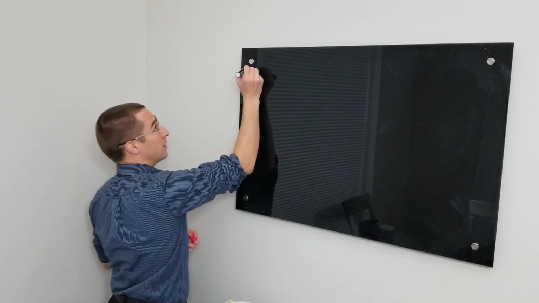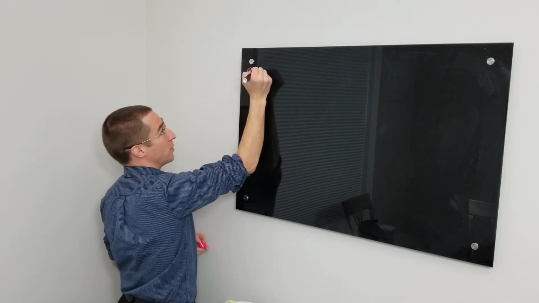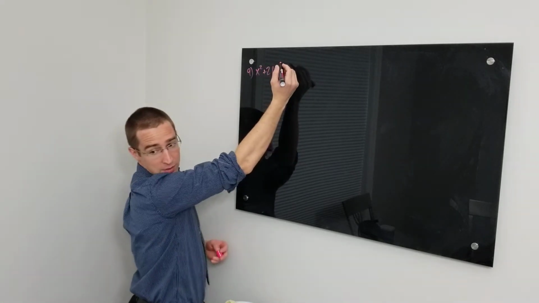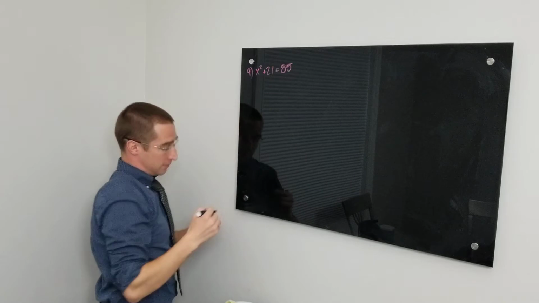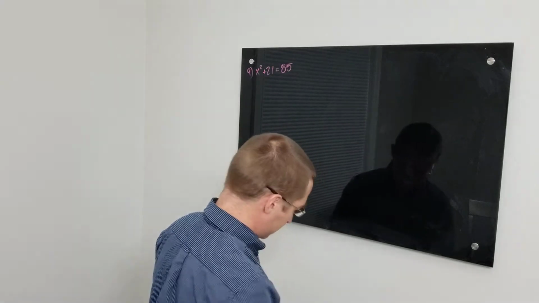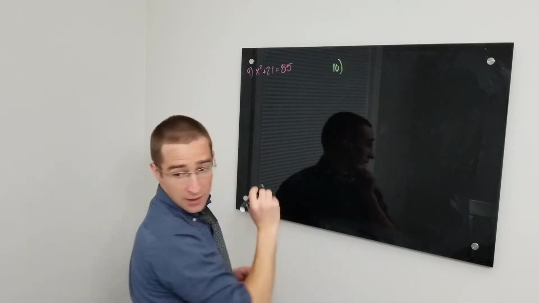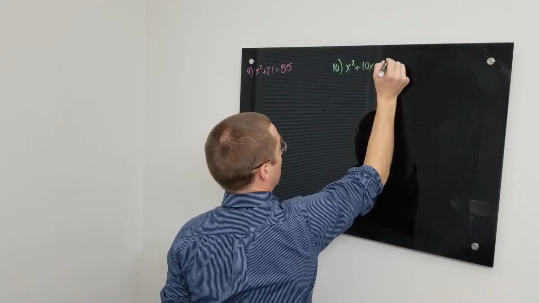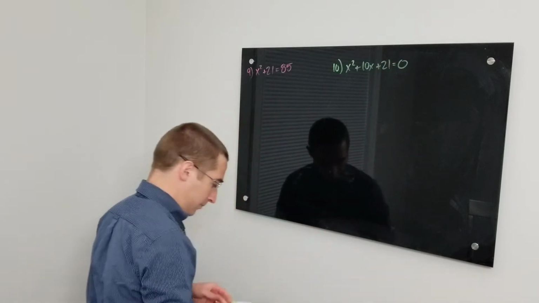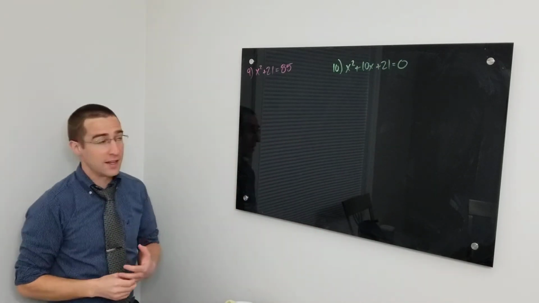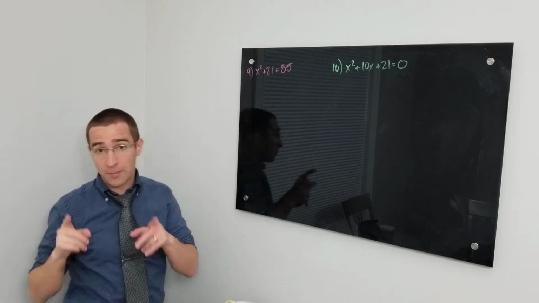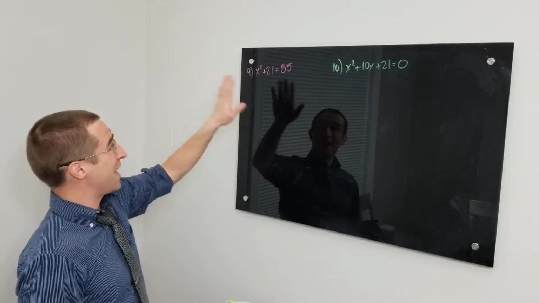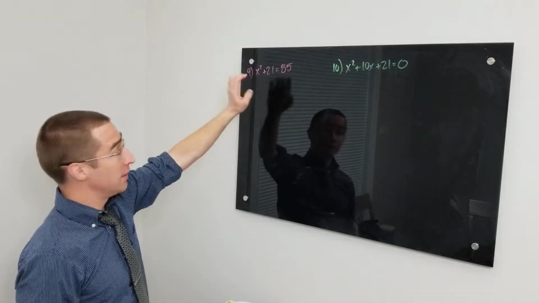So problem 9, we have x squared plus 21 equals 85. Problem 10, here I have x squared plus 10x plus 21 equals 0. So what we want to do is look at the problem and say, hey, can I solve it by working backwards? Let's look at problem 9 first. It's x squared plus 21 equals 85. What's happening to x? Well, it's getting squared, and I'm adding 21.